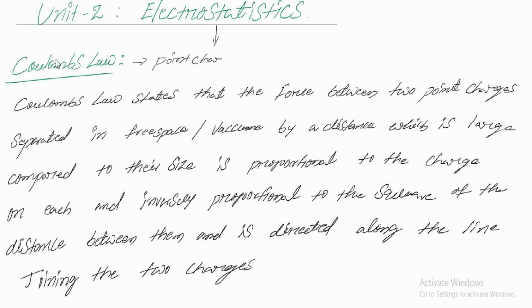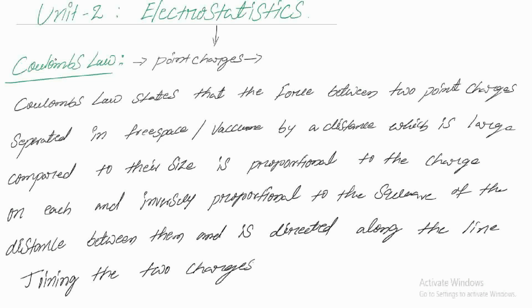Two point charges. What do we mean by two point charges? The charges are said to be point charges when the maximum dimension is very small in comparison with any other length. So the point charges are nothing but very small.